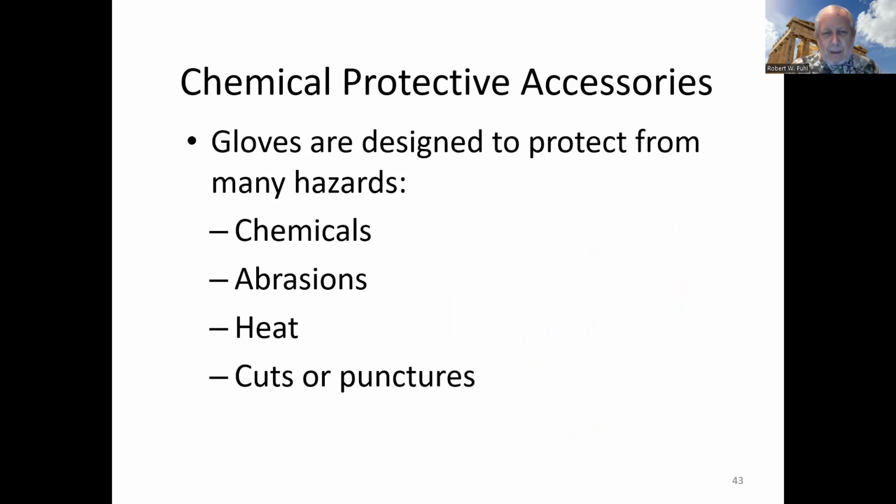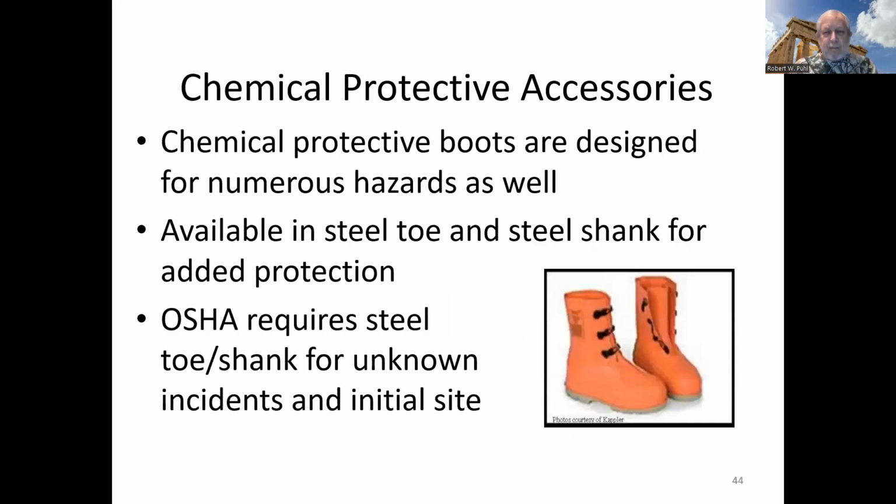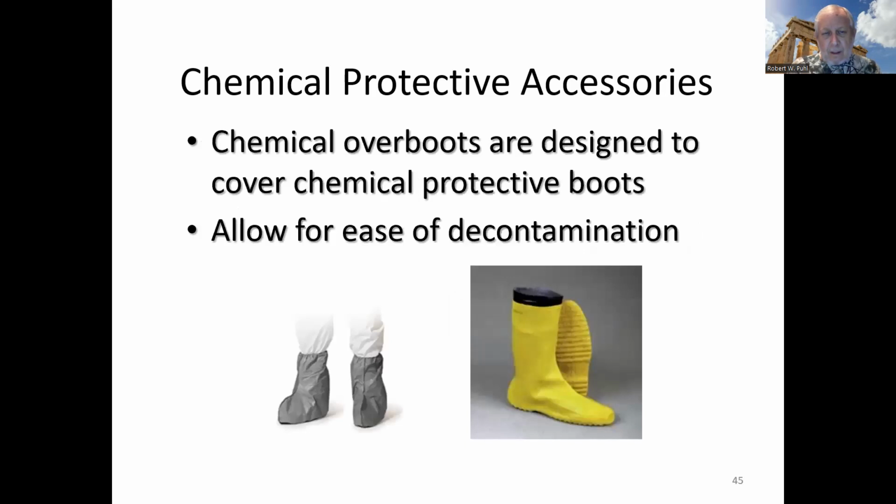Gloves are designed to protect from many hazards: chemicals, abrasion, heat, cuts, or punctures. Chemical protective boots are designed for numerous hazards as well. Available with steel toe and steel shank for added protection. OSHA requires steel toe and shank for unknown incidents and initial site visits. Chemical overboots are designed to cover chemical protective boots and allow for ease of decontamination.